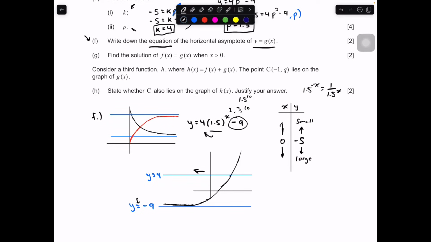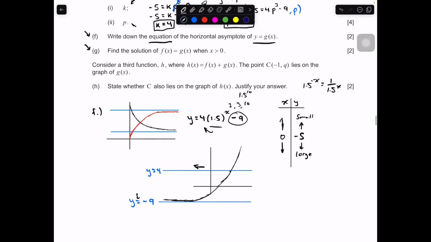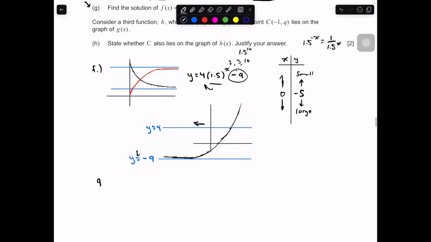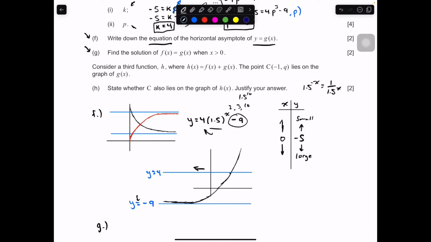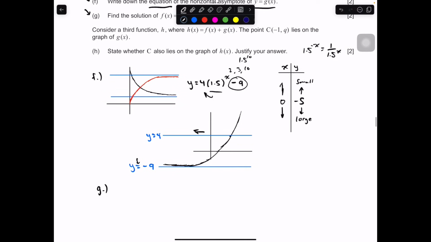Part G. Find the solution of f of x equals g of x when x is equal to 0. The notation could potentially be intimidating. What does this f of x equal to g of x mean? It means we have this one function and this other function. In less intimidating notation, it's like we've got an equation of y1 and y2. So when does y1 equal y2?